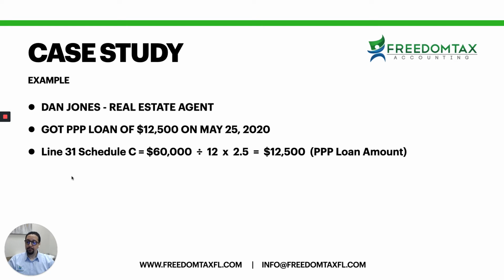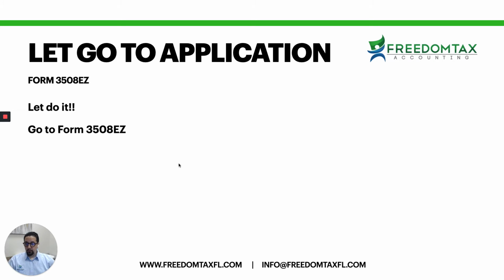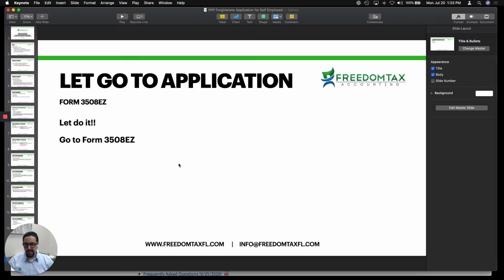We're going to do a PPP loan forgiveness application for Mr. Dan Jones. He is a real estate agent and he got a PPP loan of $12,500 on May 25th of 2020. Now, why did he get this amount? On line 31 of his Schedule C, he had $60,000 divided by 12, multiplied by 2.5. So that's how we got the $12,500 PPP loan amount. So our example is going to be based on this information. So let's go to the form and let's do the application.